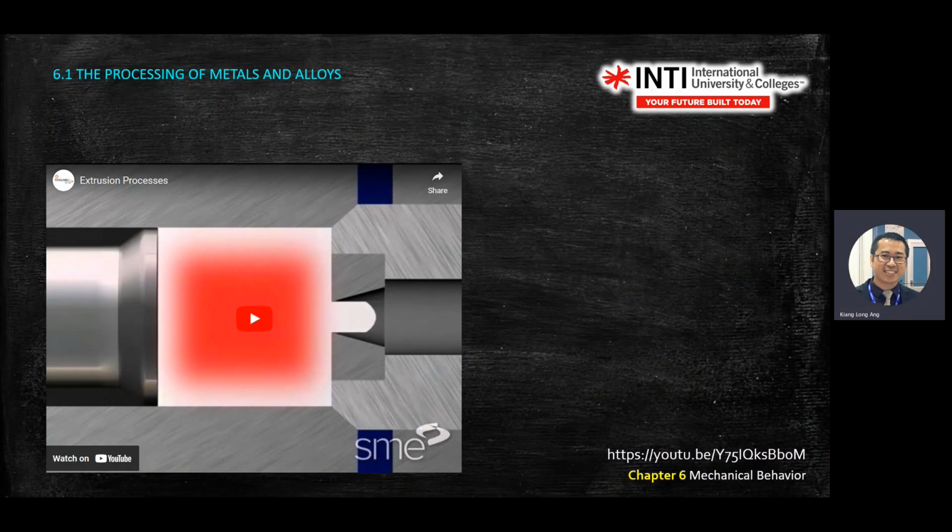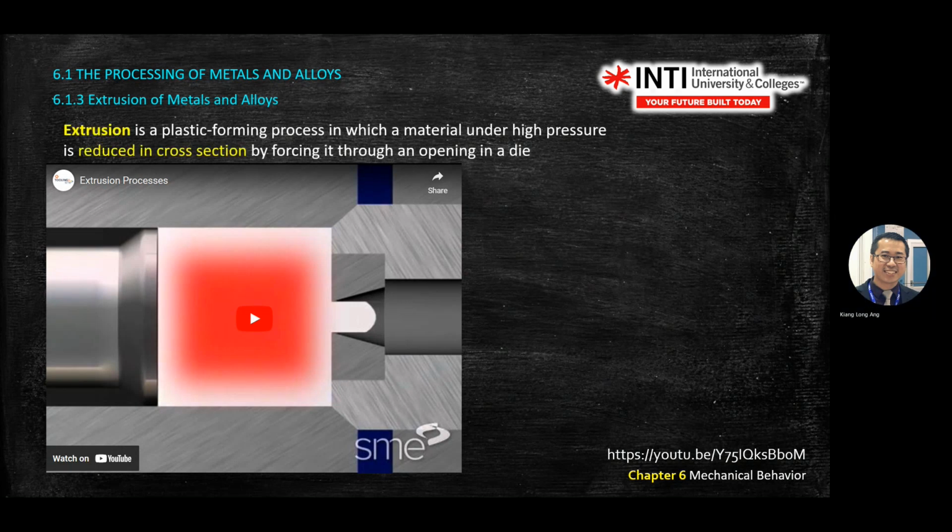Another process is called extrusion. I'll show you. Maybe the screen is not very clear. So extrusion is a plastic formation. It's a plastic formation. Before I go into this, I'll give you an early introduction to what plastic is.